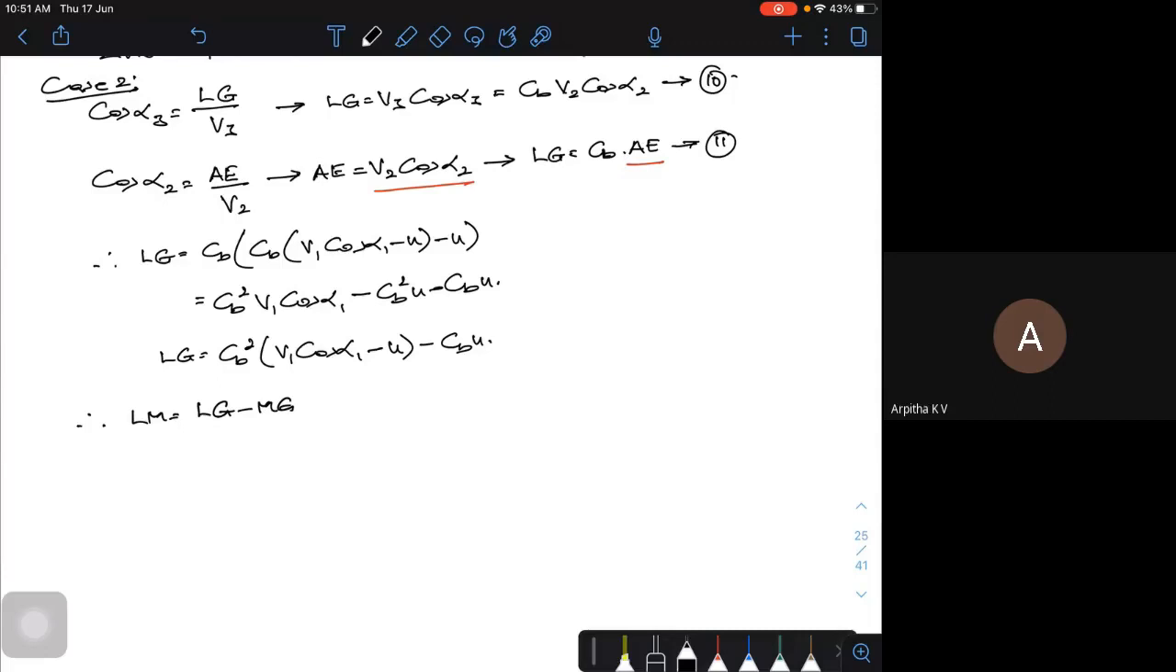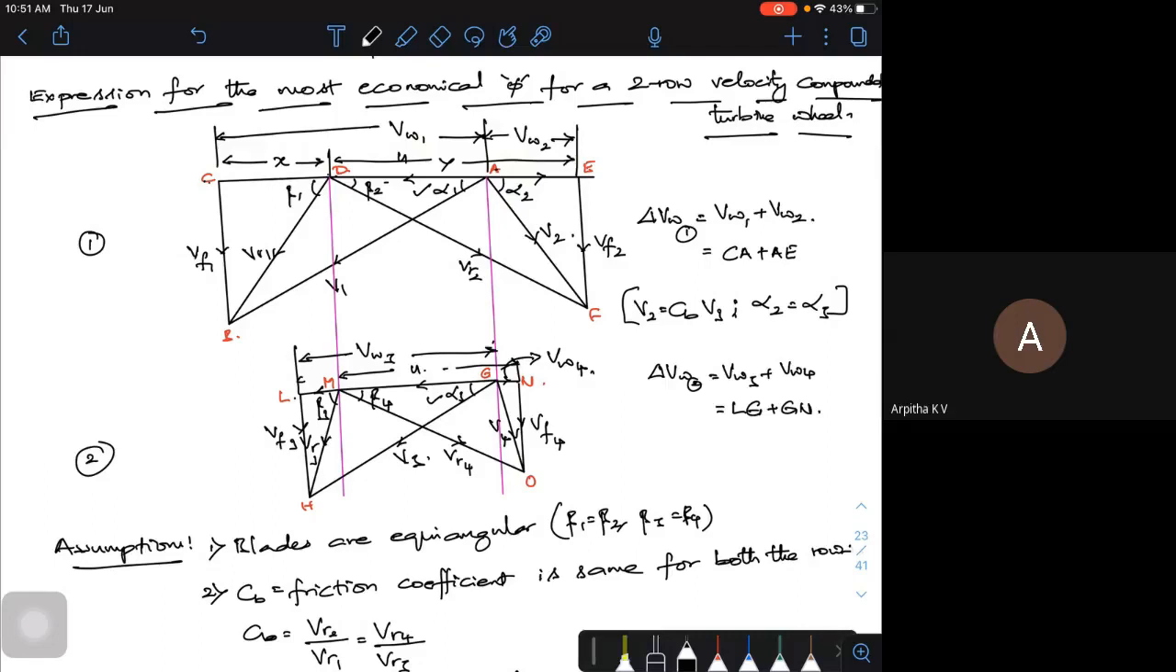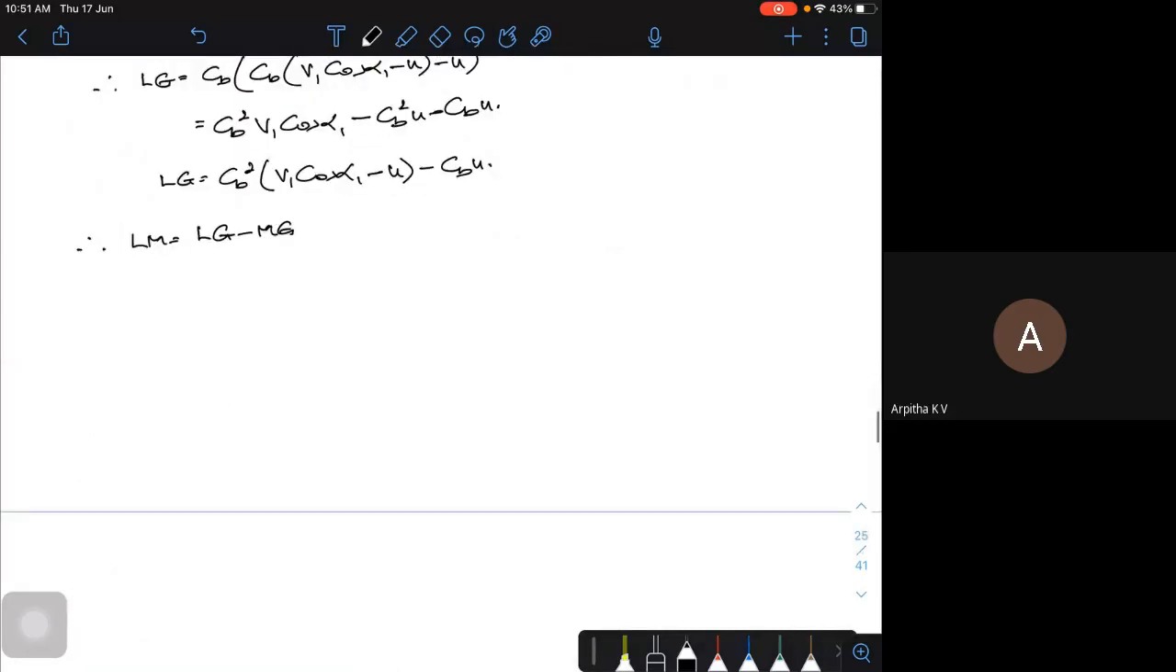Mg is U. So go back and see here, your Mg is equal to U. I can write Lg right now, whatever we have, and Mg I will write in terms of U. Your Lg is equal to Cb square into V1 cos alpha 1 minus U, minus Cb into U minus U. This is the value of your Lm.